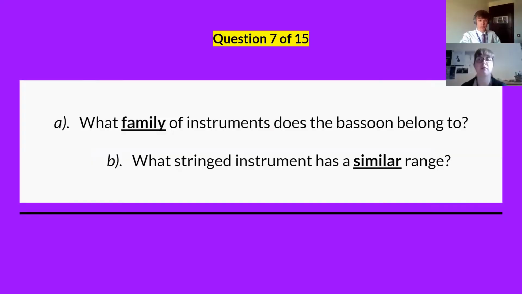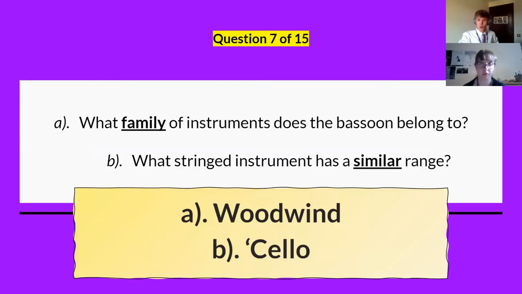Question number 7. This one had 2 parts. What family of instruments does the bassoon belong to? And the second part was, what stringed instrument has a similar range? The bassoon belongs to the woodwind family of instruments, and the cello has a similar range to the bassoon. They're both sort of bass instruments, we sometimes call them.